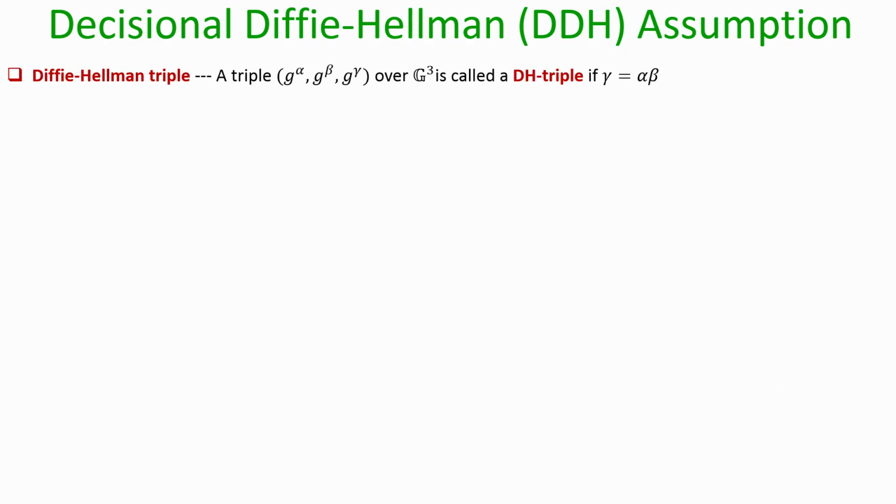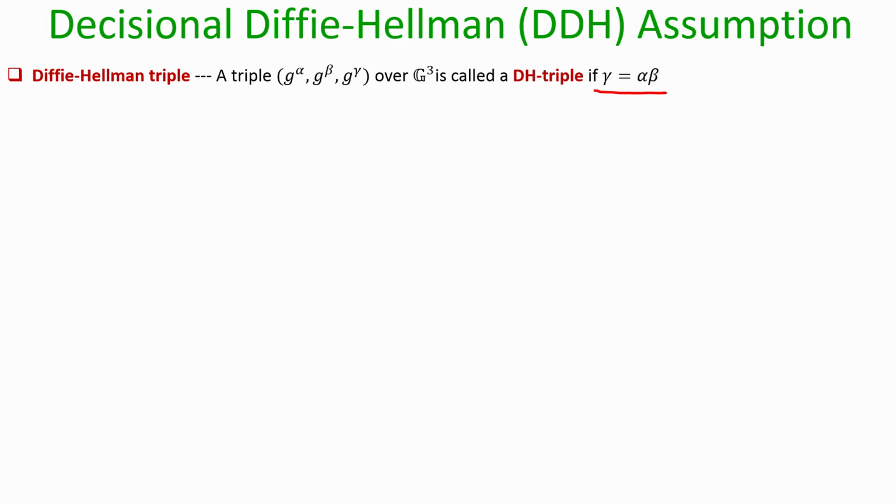And finally, let us see another related problem or assumption which we call the DDH or decisional Diffie-Hellman assumption, and for that let me introduce the definition of a Diffie-Hellman triple. A triplet of elements from the group, which I denote as g to the power alpha, g to the power beta and g to the power gamma, is called a Diffie-Hellman triple if gamma is equal to the product of alpha and beta.